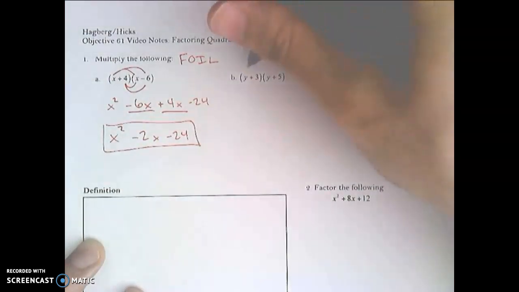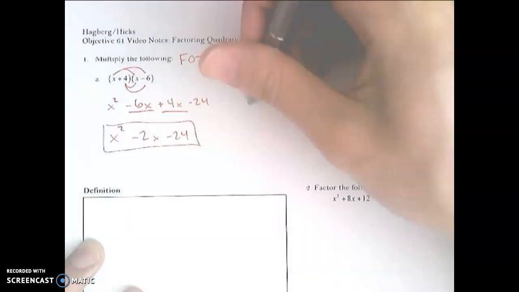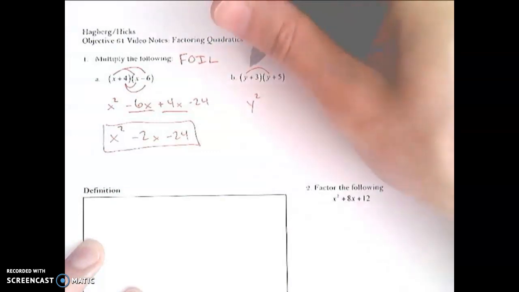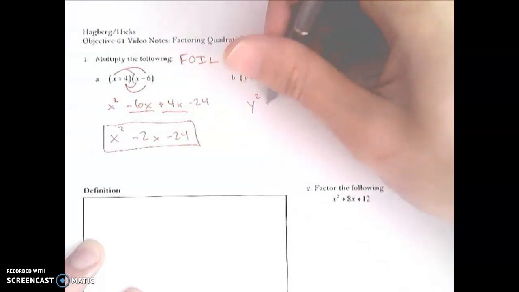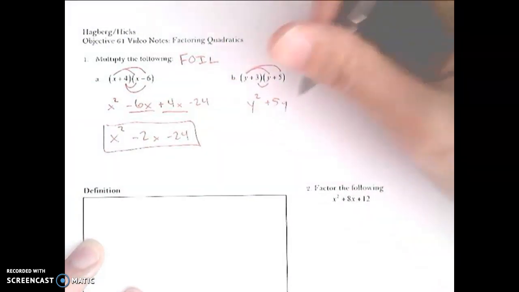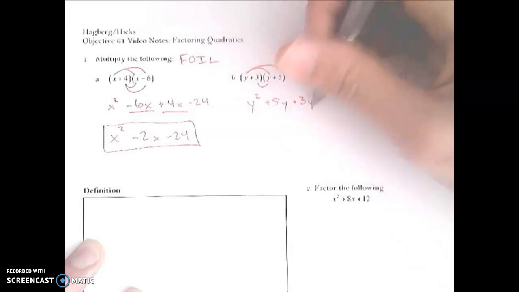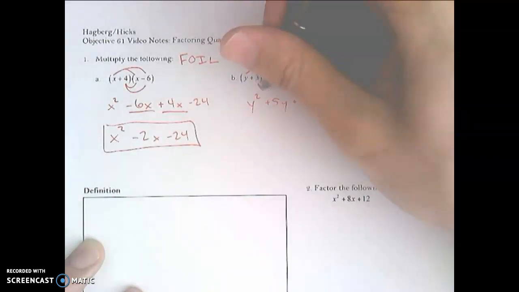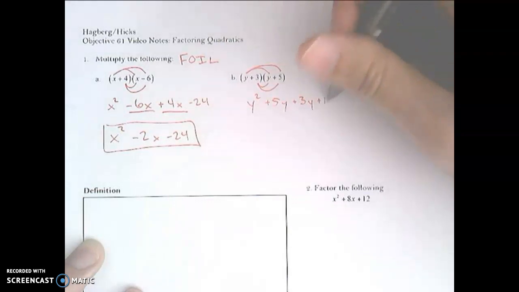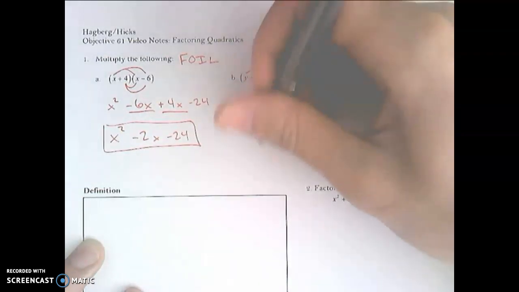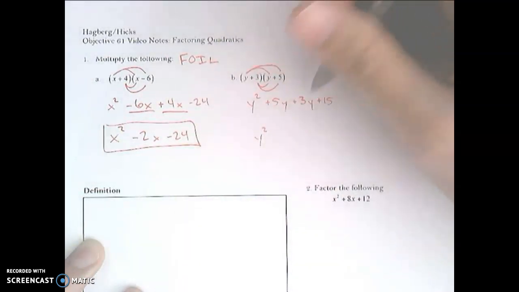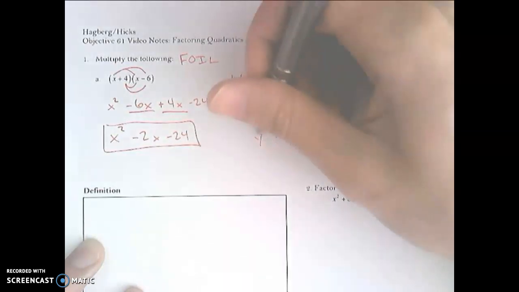Next up, we'll FOIL this, so we have y times y is y squared. Outer, so 5 times y is 5y. Inner, 3 times y, so we have 3y. And last, 3 times 5 gives us 15. We combine like terms. I see a 5y and a 3y, so this would be 8y plus 15.